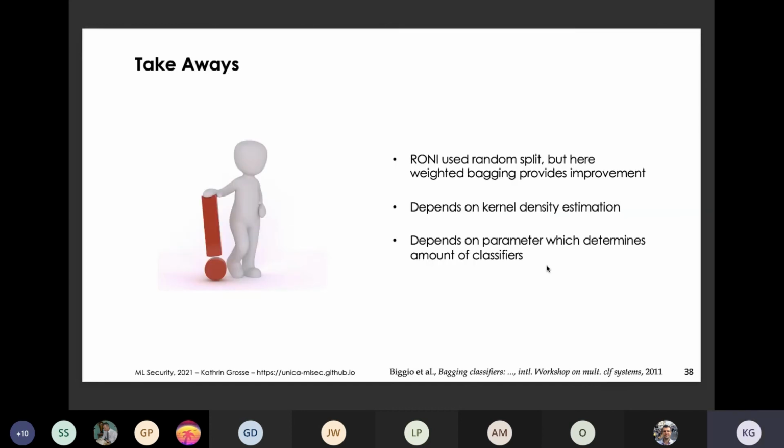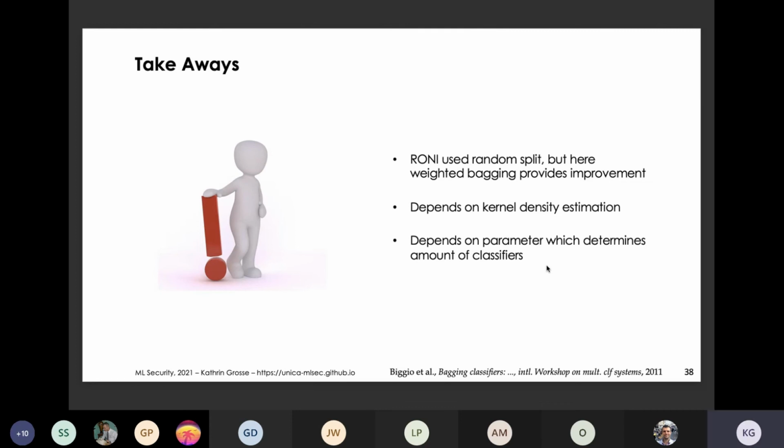So the takeaway from this defense is that if you think about the previous defense, we also did some sort of subsampling of the data, but we did it systematically. So we'd always use one email. And what we see here, because this is essentially the difference between bagging and weighted bagging, is that a random split already is helpful. But if you do weighted bagging, this is even better, because you're adding this information about what could be poisonous and what could not be poisonous.